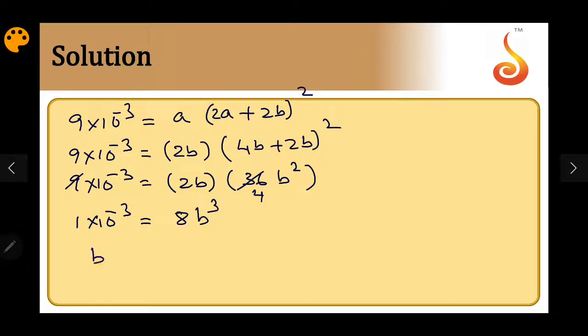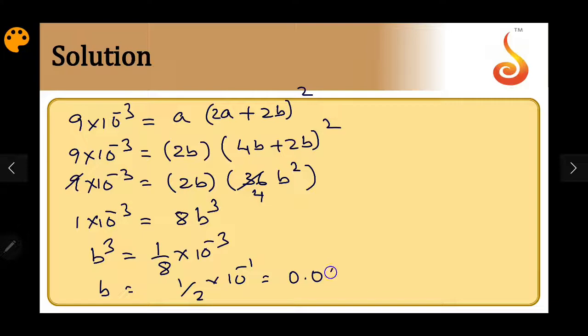So B cube is equal to 1 by 8 into 10 power minus 3, or B is equal to the cube root of 1 by 8, which is 1 by 2, into 10 power minus 1. 1 by 2 is 0.5, and 0.5 into 10 power minus 1 is 0.05. I get B as 0.05, which implies A is equal to 0.1. So I got the A and B values. So what is the total pressure? 2A plus 2B plus A plus B. That means total pressure is always equal to 3 into A plus B.